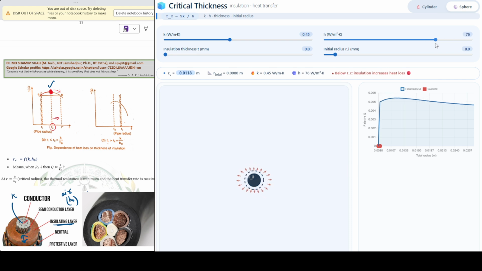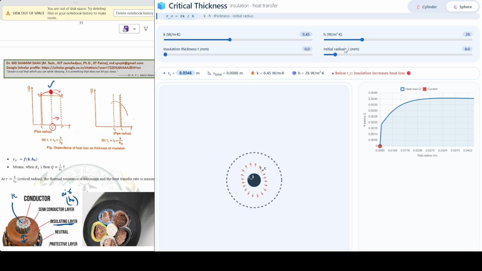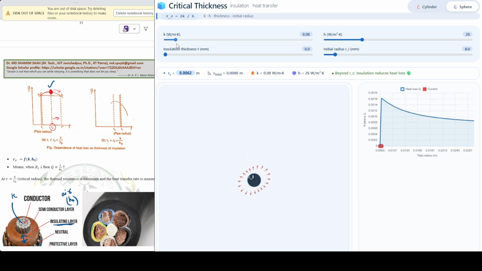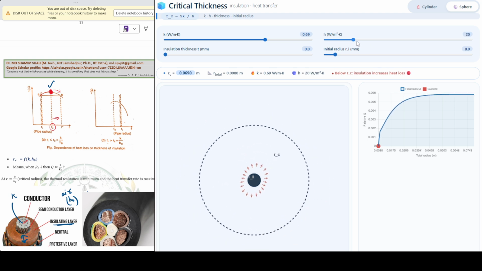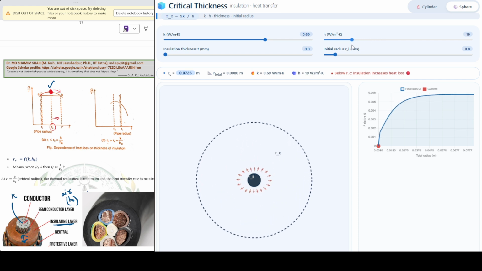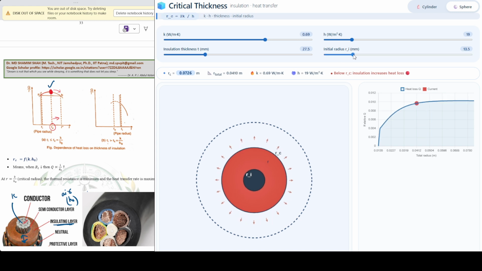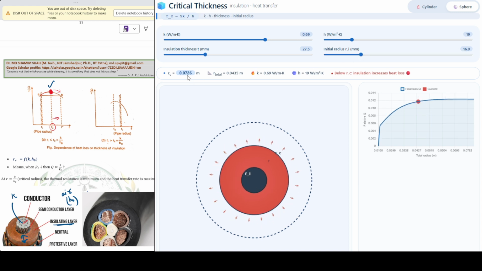So that was all about the sphere case and the cylinder: why we provide critical thickness and how we provide it. The reason we provide it is to reduce the maximum heat loss. Up to RC, the heat loss increases, which we had seen in the case of cylinder.